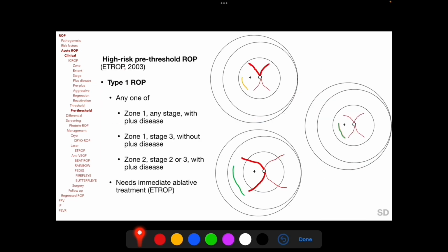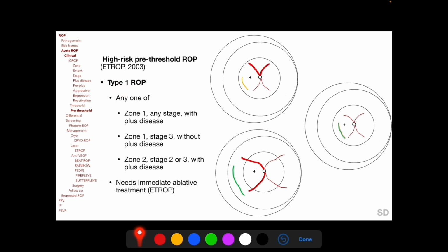In the CRYO-ROP study, a significant proportion of patients who were treated on or after reaching threshold developed unfavorable outcome long term, and so the ETROP study, which evaluated the efficacy of laser photocoagulation in ROP, included another spectrum of ROP eyes which were yet to reach threshold and which the ETROP study defined as high-risk pre-threshold ROP. High-risk pre-threshold ROP as defined by ETROP is further subclassified into type 1 ROP and type 2 ROP.